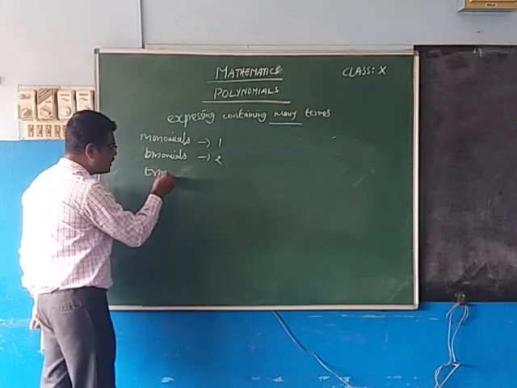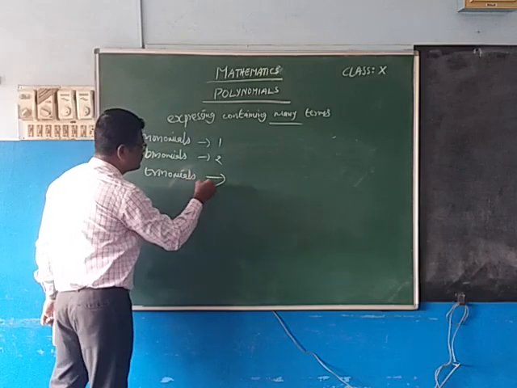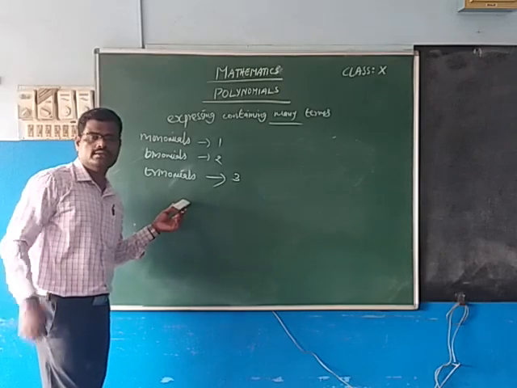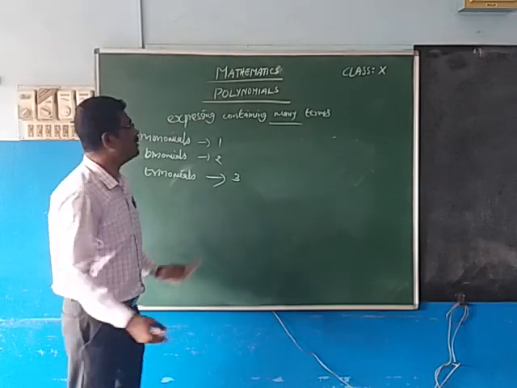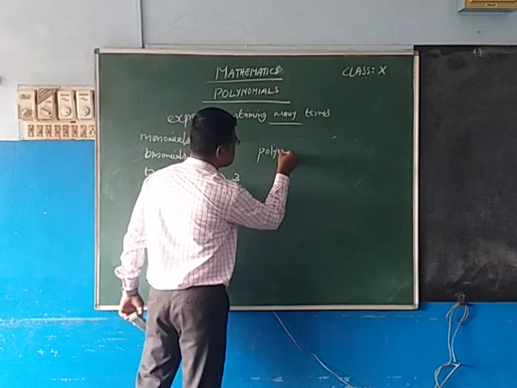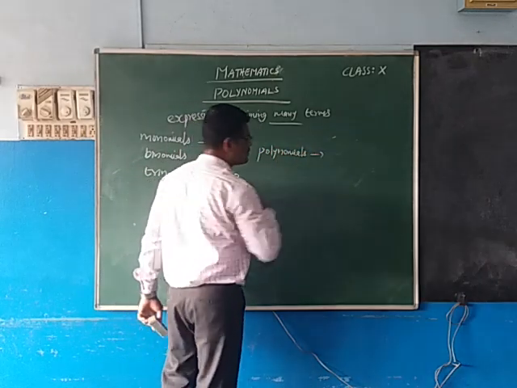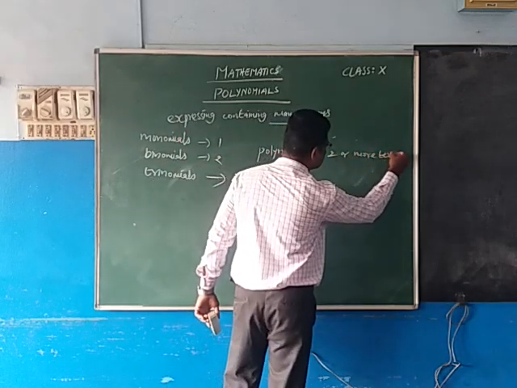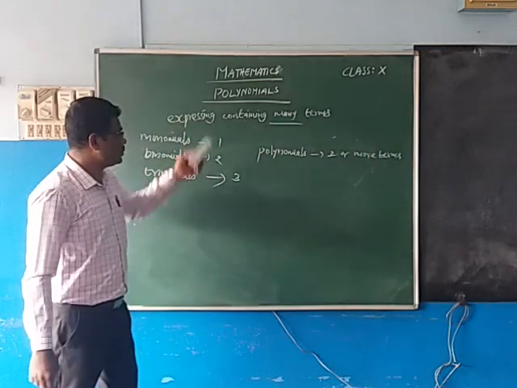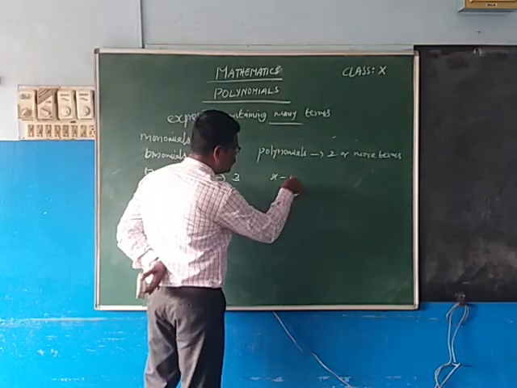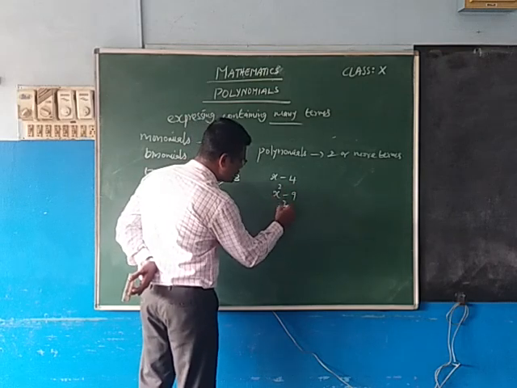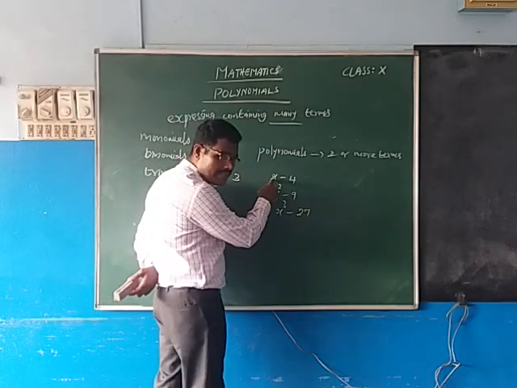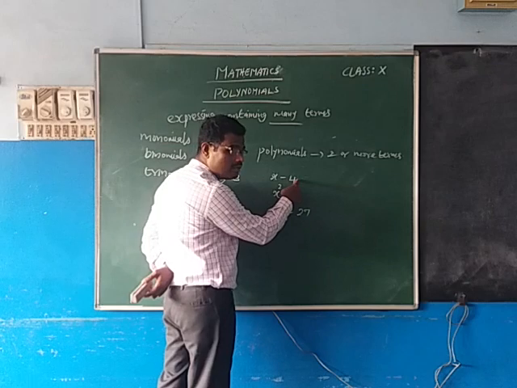Next one is trinomial, an expression containing three terms. If it is an expression containing two or more terms, generally we call it a polynomial. What is the meaning of polynomial? Two or more terms. I have written some examples: x minus 4, x square minus 9, x cube minus 27. In this, x is called the variable and 4 is called the constant.